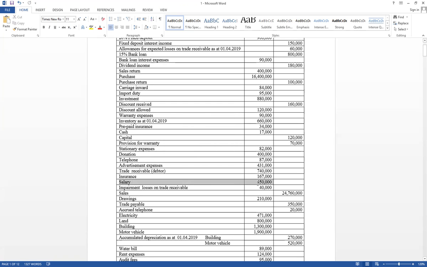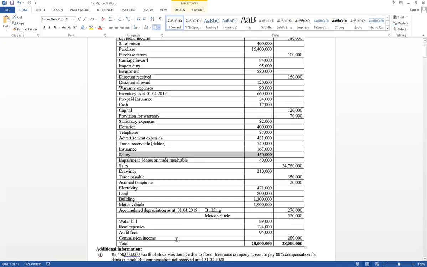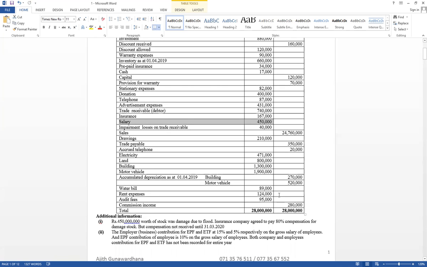Think about the important point on salary: you have to decide net or gross salary. Impairment loss on trade receivable is also given, that is bad debts. Trade receivable value is given. Sales and drawings are also in the trial balance. And accumulated depreciation opening balances are given for building as well as motor vehicle. All other income and expenses are given.